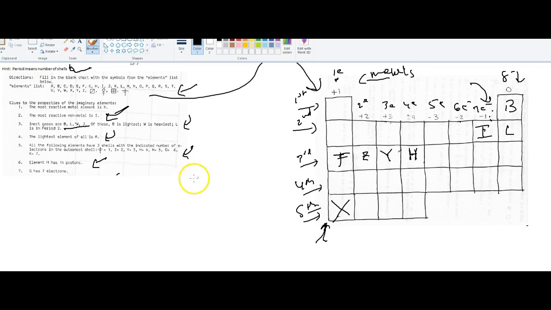And last but not least, 7 electrons. If it has 7 electrons, it has to have 7 protons, right? As long as it's neutral. So 1, 2, 3, 4, 5, 6, 7. This is the one that has an atomic number of 7, or 7 protons, and therefore it has 7 electrons. So therefore, I put a big letter G here.